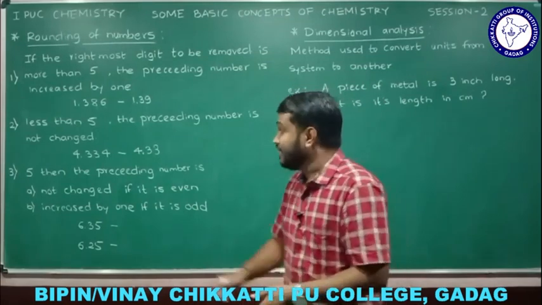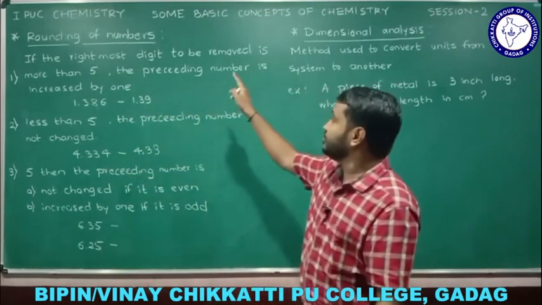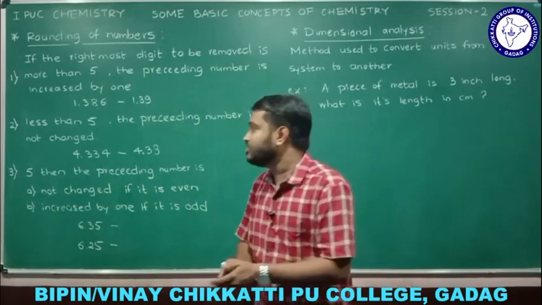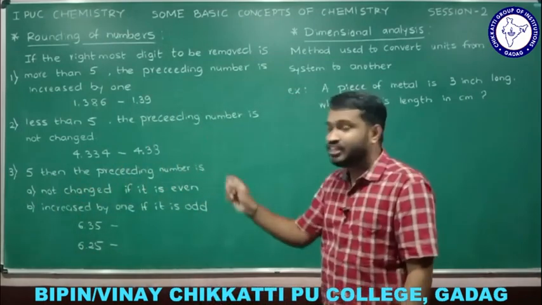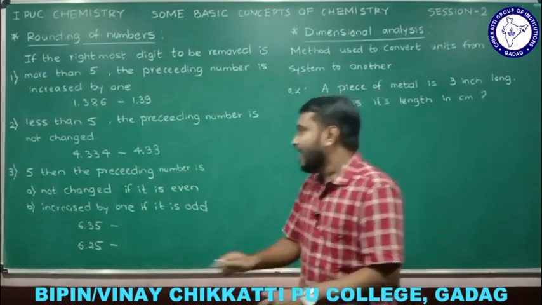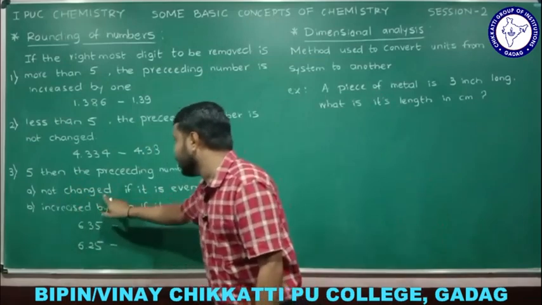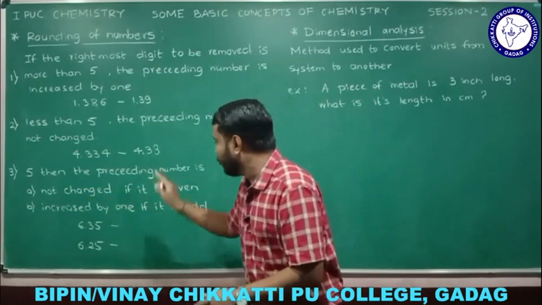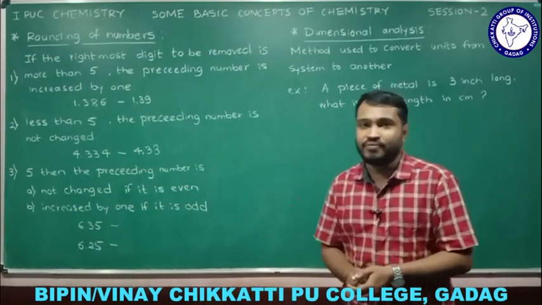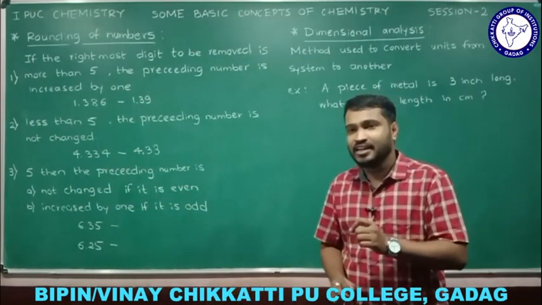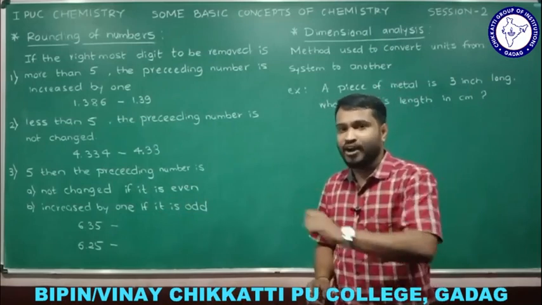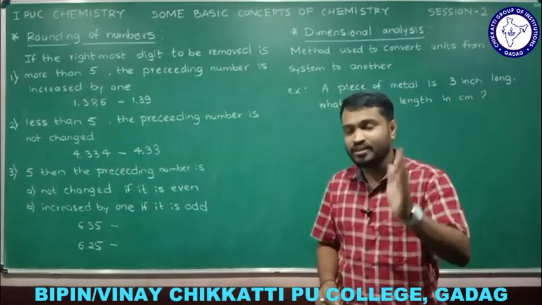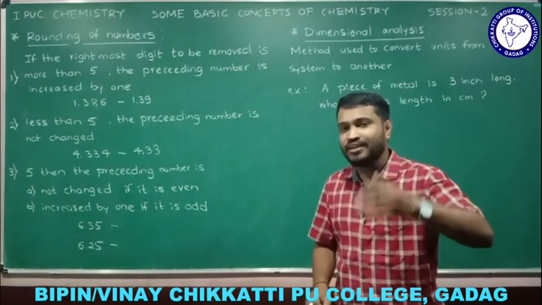So look over here, if the rightmost digit to be removed is exactly 5, then we have 2 conditions. You have to see the preceding number: it is not changed if it is even, and it is increased by 1 if it is odd. In simple language I can say, if the last number is 5, you have to see the preceding number. If it is even, keep it as it is; if it is odd, increase by 1.